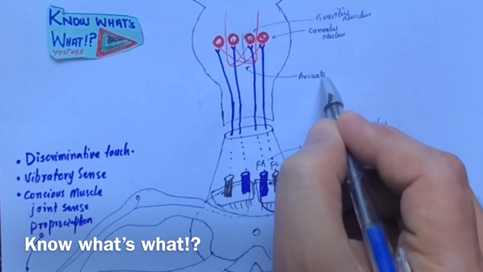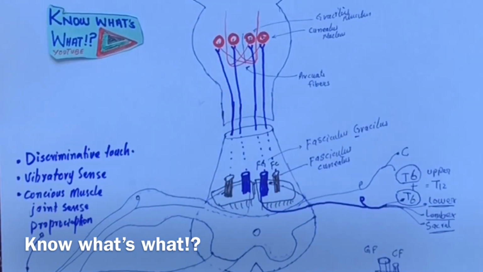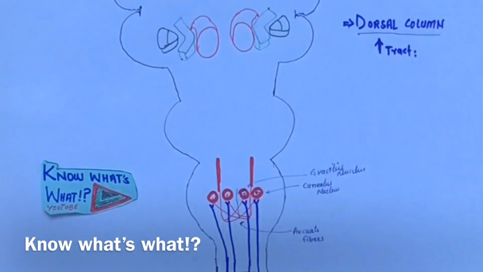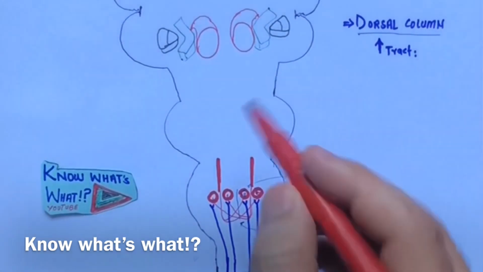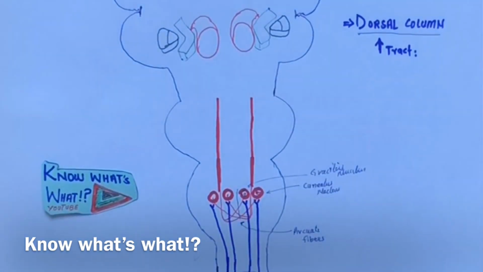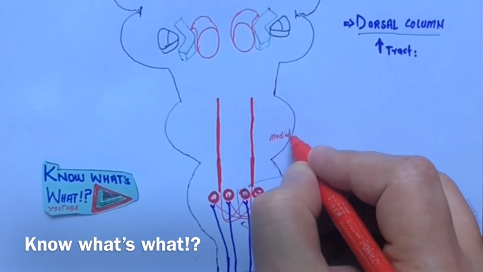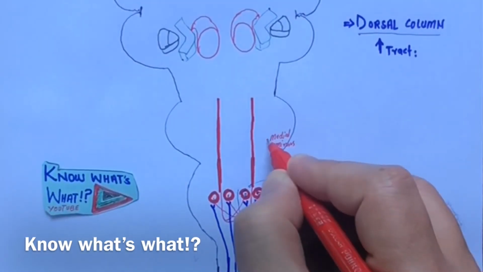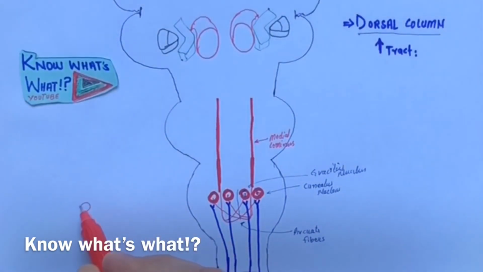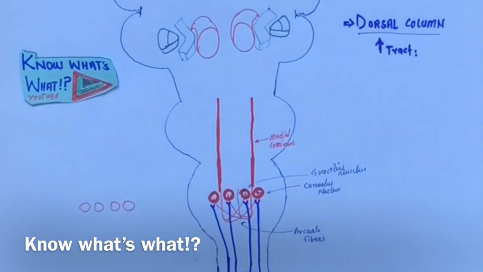Now, these internal arcuate fibers will go up as a medial lemniscus and will cross medulla, pons, midbrain, and reach the thalamus. So here is the medial lemniscus. Now, if we look at these nuclei, I draw it outside here and show how this decussation occurs. Now, here are the 4 nuclei.